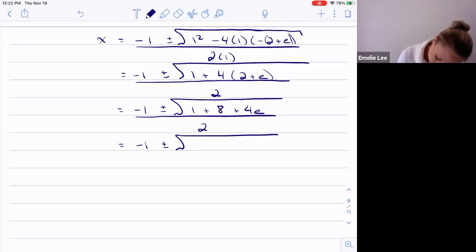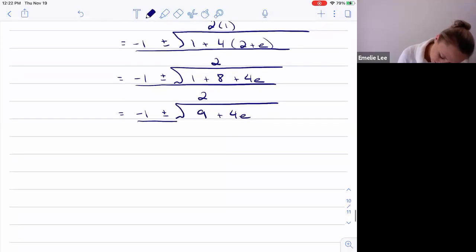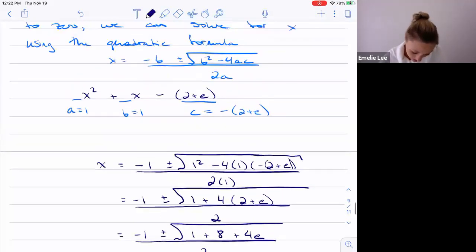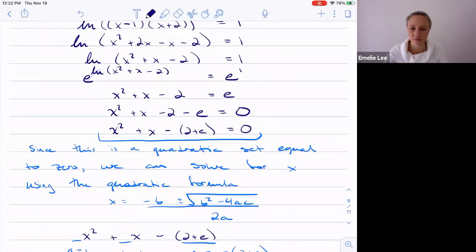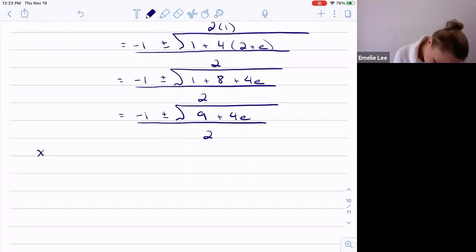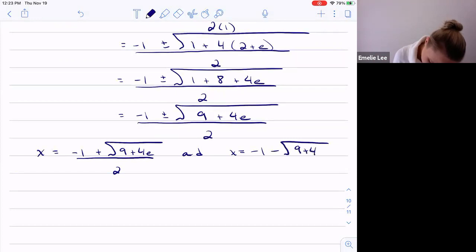Negative 1 plus minus the square root of 9 plus 4e, divided by 2. What can I do here? I guess there's nothing to do but do the approximation. Let me just double check that I didn't muck something up, because I have the solutions from earlier when I did muck something up. No, we're on the right track. Phew. Okay. There is an e in there. I couldn't remember if I'd already done this question and there was no e in sight, or if I am doing a different question. Good, we're safe. So then x is going to be negative 1 plus the root of 9 plus 4e divided by 2, and x is going to be negative 1 minus the root of 9 plus 4e divided by 2.